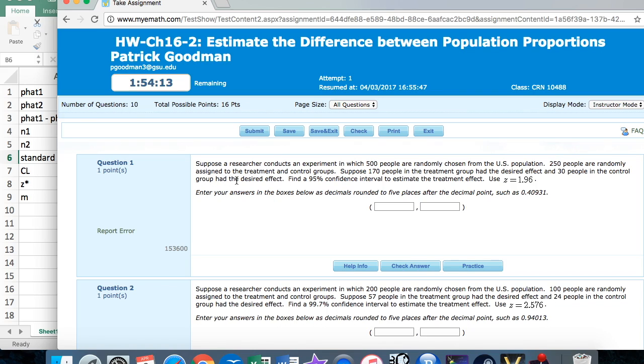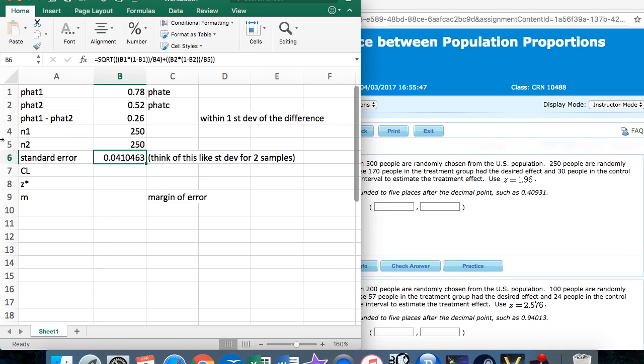250 people are assigned to both of my groups out of the 500 people. Now it says suppose 170 people in the treatment group had the desired effect. So this just means my p hat 1 will be how many people had the desired effect? 170. So it would be 170 divided by my 250, right? Because that's my n1 and my n2. Now my p hat 2 is 30 out of those 250 people that had the desired effect.